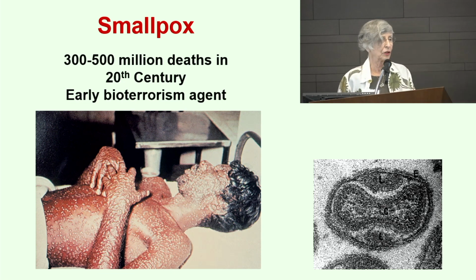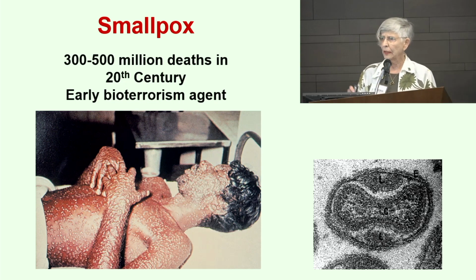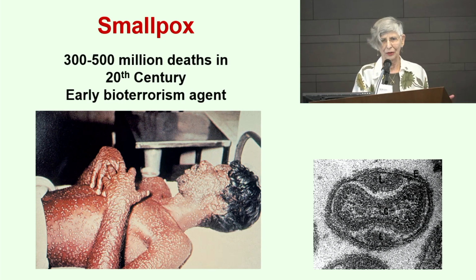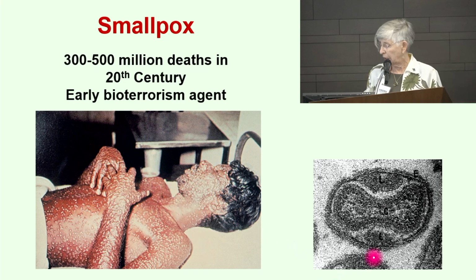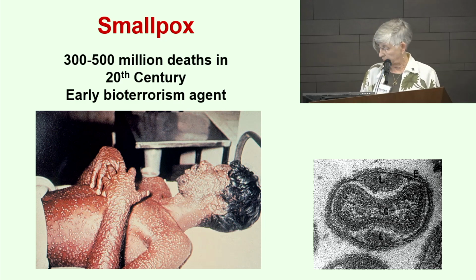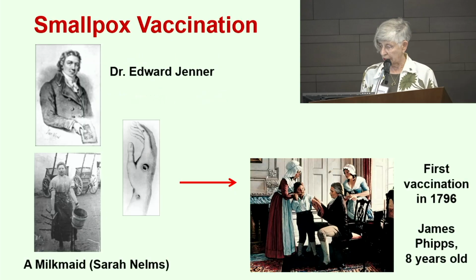And I mentioned it's an early bioterrorism agent. The U.S. Cavalry used to rub smallpox scabs in the blankets they gave to the Native Americans. And this was to incapacitate them so they could defeat them more easily in battle. Not a pretty story. But you can see the intensity of this disease. It's really horrible. And this is a virus. It's a great big virus, a DNA virus. And it's very severe disease.